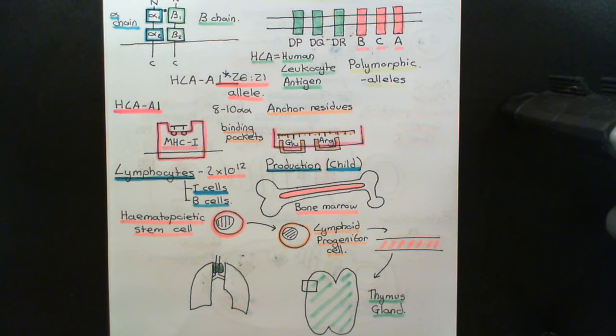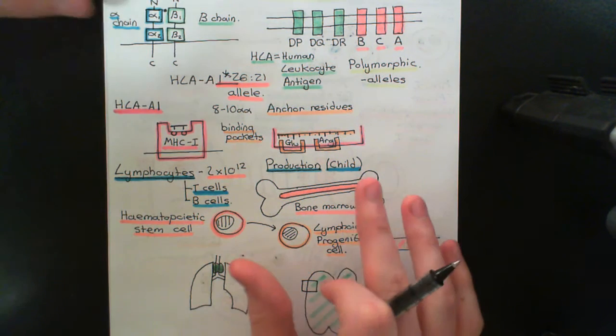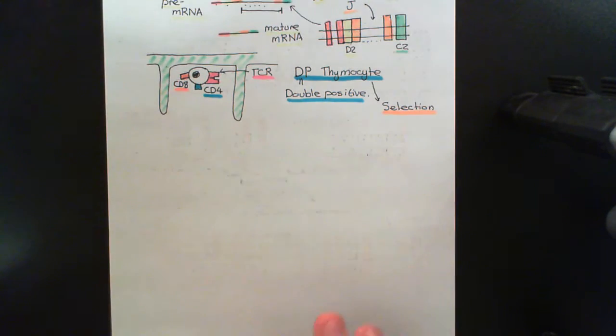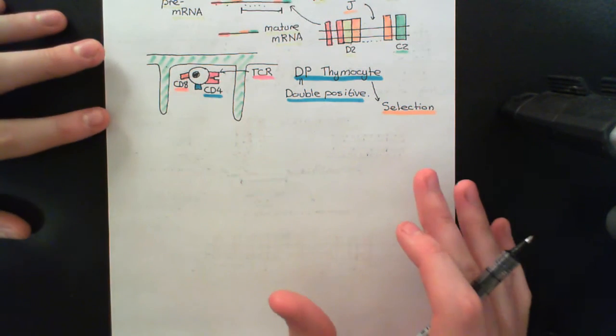And if it binds to MHC class 1, we'll want to maintain the CD8 there, and if it binds to MHC class 2, we'll want to maintain the CD4 there, and we'll get rid of the other one. Okay, so that's a little bit of insight into where this is all going. Now let's actually get to the specifics then.